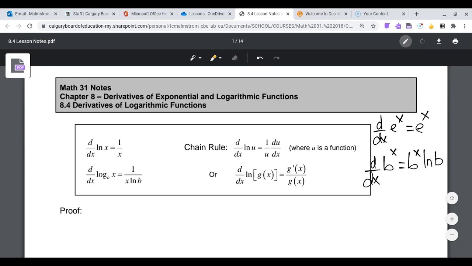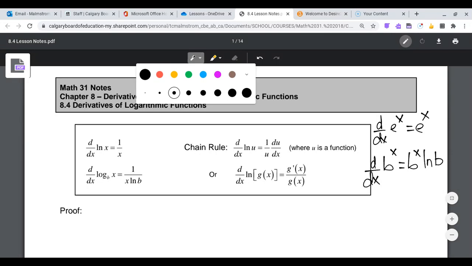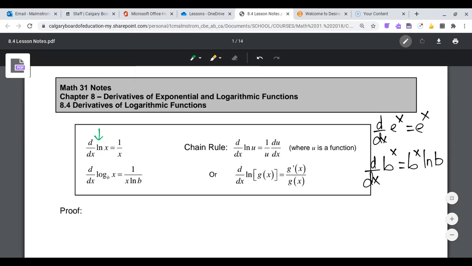Okay, so those are those derivatives. And now when we look at the log functions, we looked at what a natural log was in the 8.3 lesson. So this ln x is just a log of base e. This derivative is 1 on x. If I don't have a base of e, then notice how you have this extra piece. ln b is just a number, but be aware of it.